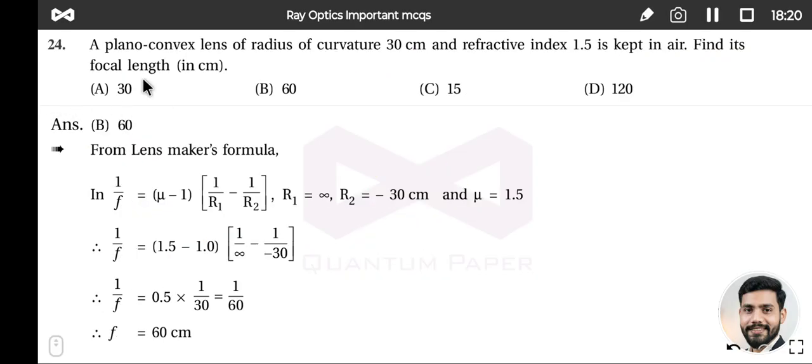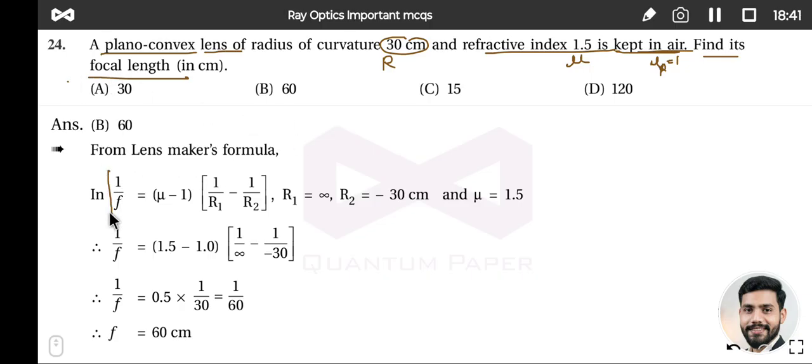The next question is, a plano-convex lens of radius of curvature 30 centimeter. So the radius is given and the refractive index is given 1.5, kept in air. That means we'll consider mu2 equal to 1 in this case. Find its focal length. We have the lens maker formula: 1 by f is equal to mu minus 1. Whenever it is kept in air, we'll consider mu minus 1 only. Inside the bracket, 1 by r1 minus 1 by r2.